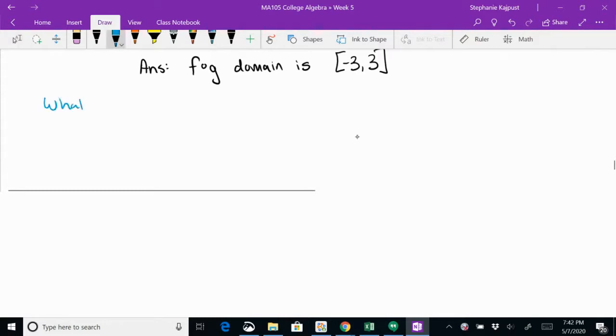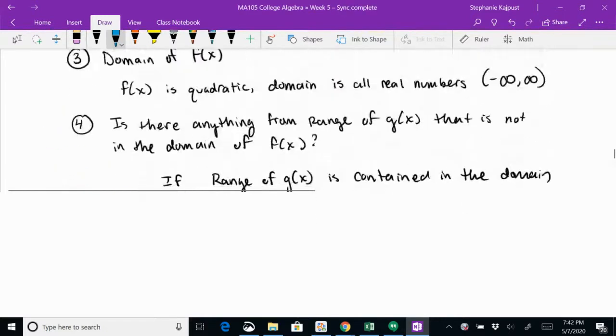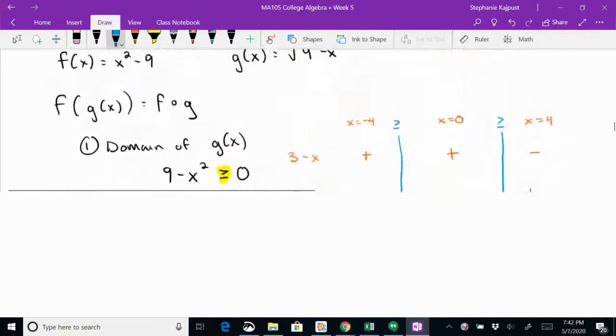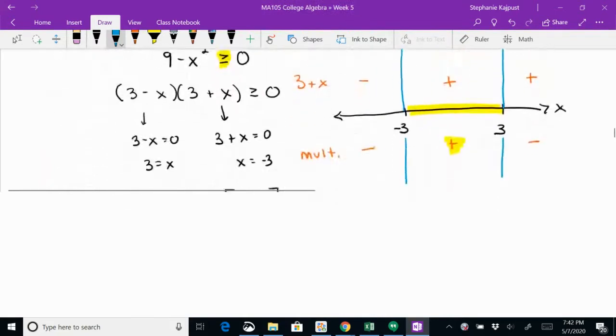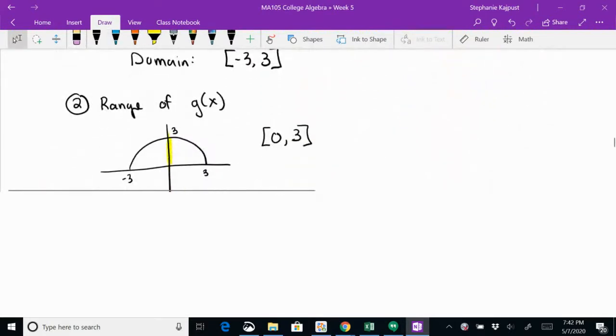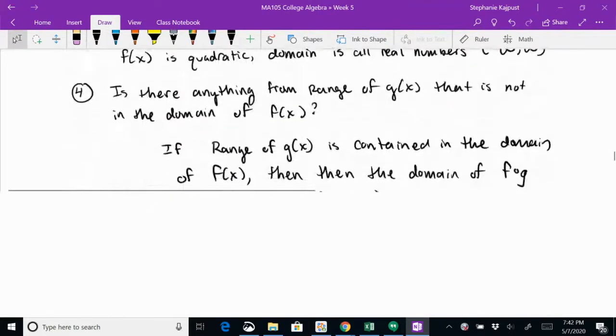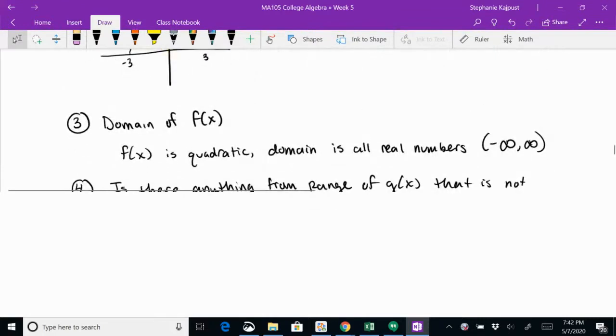So what if f of x is 1 over x? And we want the domain of f of g. So g has not changed. I'm going to use the same g that I had all the way up here, where the domain is from negative 3 to 3 and the output is 0 to 3. But what's changed is f of x. So we don't have to redo steps 1 and 2, but we do need to redo step 3.